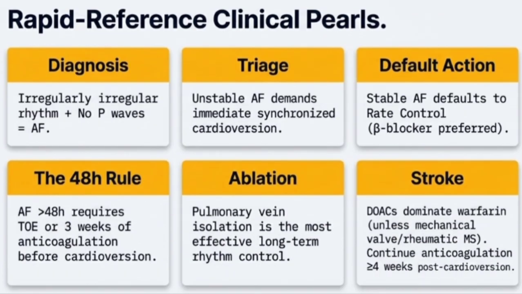Diagnosis of AF: irregular rhythm, no P waves, fibrillatory waves is AF. Unstable AF, immediate DC cardioversion. Default action: stable AF defaults to rate control. Beta blockers preferred. The 48-hour rule: above 48 hours, TOE or 3 weeks of anticoagulation before cardioversion. Ablation is pulmonary vein isolation for effective long-term rhythm control, and stroke is the main danger. DOACs like apixaban are the choice. Warfarin is for mechanical valve or rheumatic mitral stenosis. Continue anticoagulation for at least 4 weeks post cardioversion.